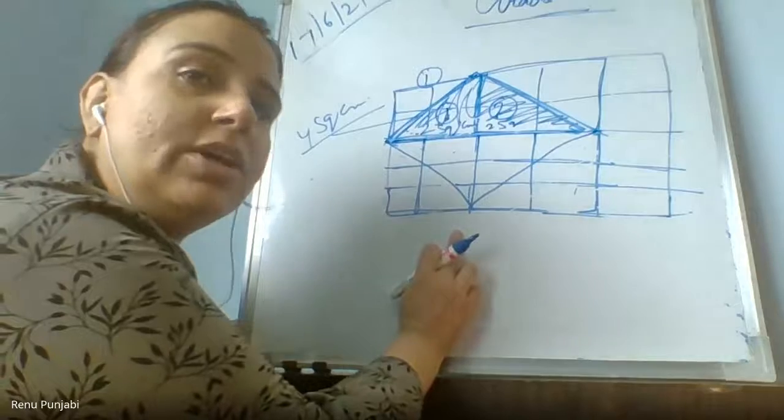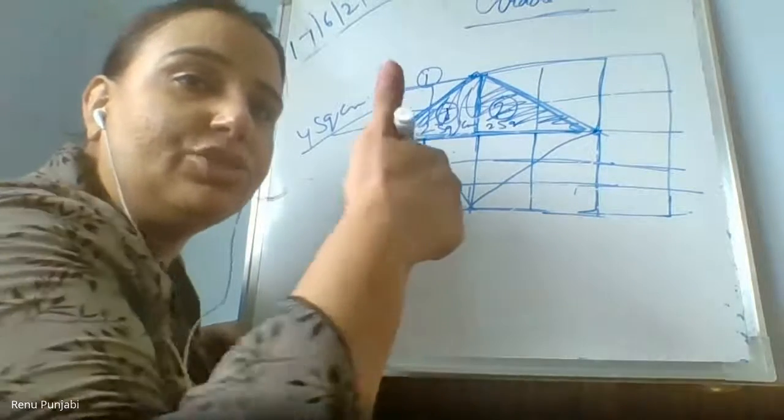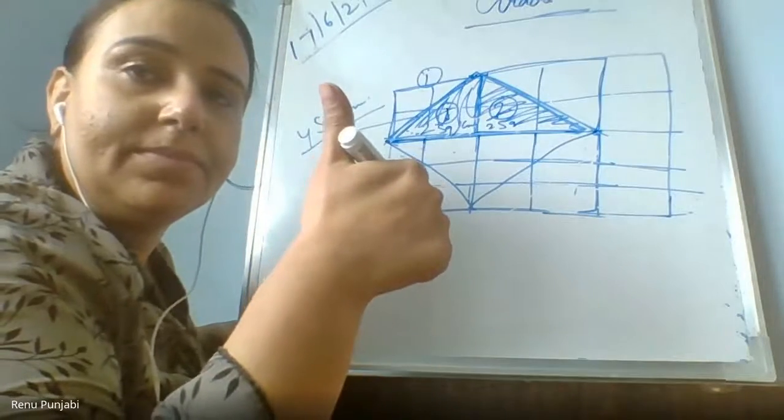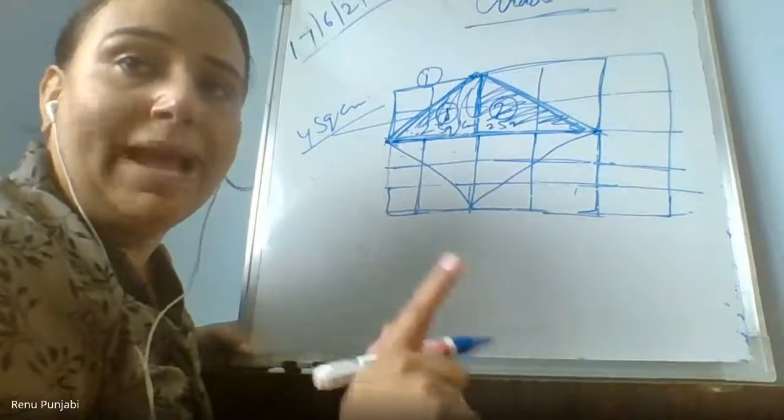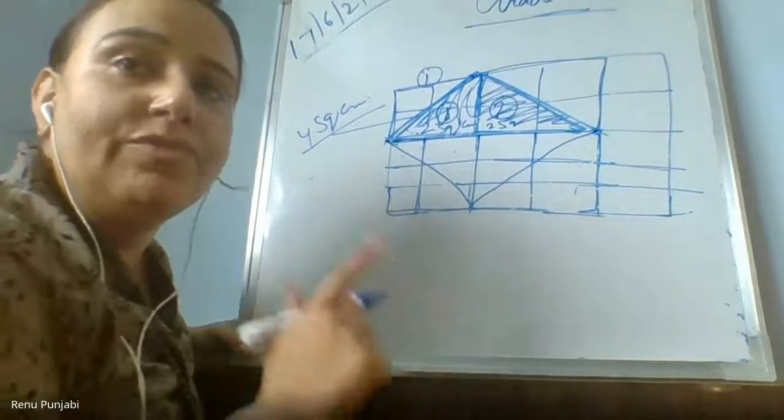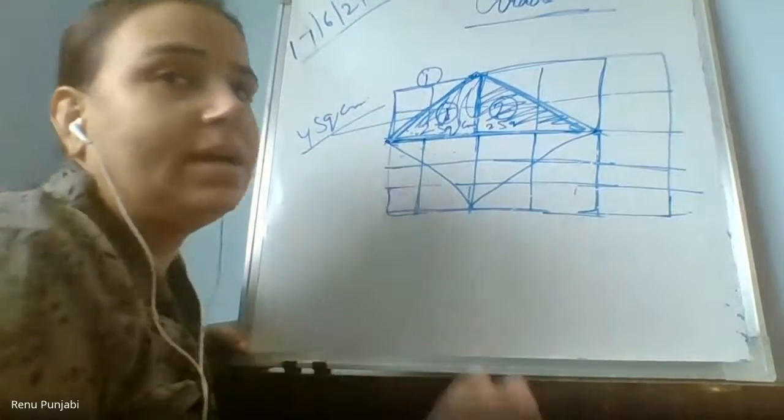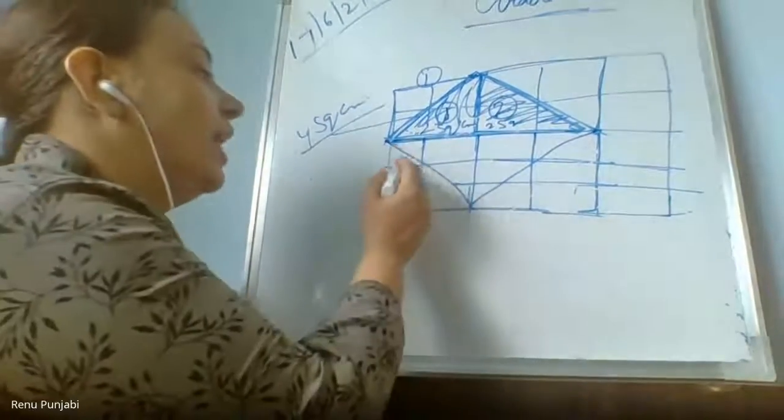Can you all see on page number 43? Yes or no? Show me thumbs up. Yes, only the down triangle looks different. But now we will see the area of this also will come same. How? 1, 2, 3, 4.